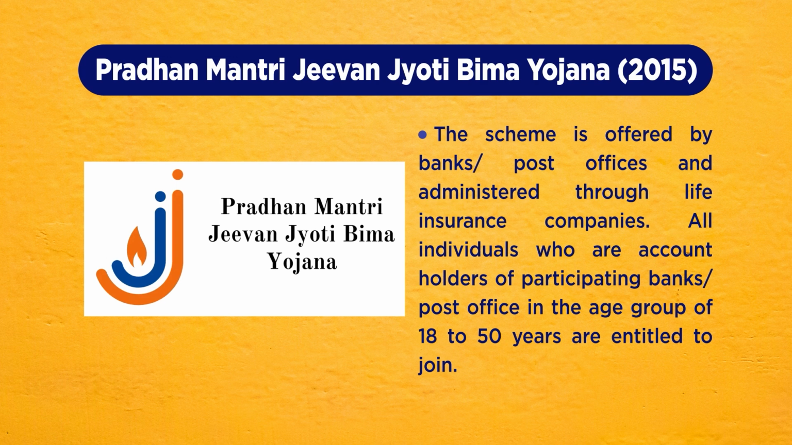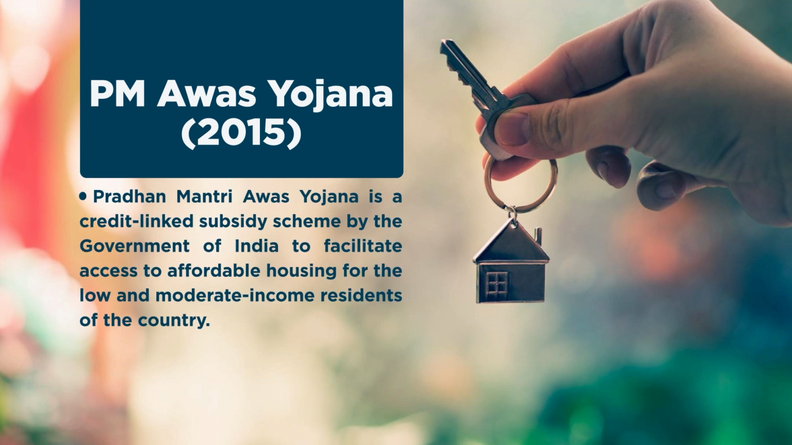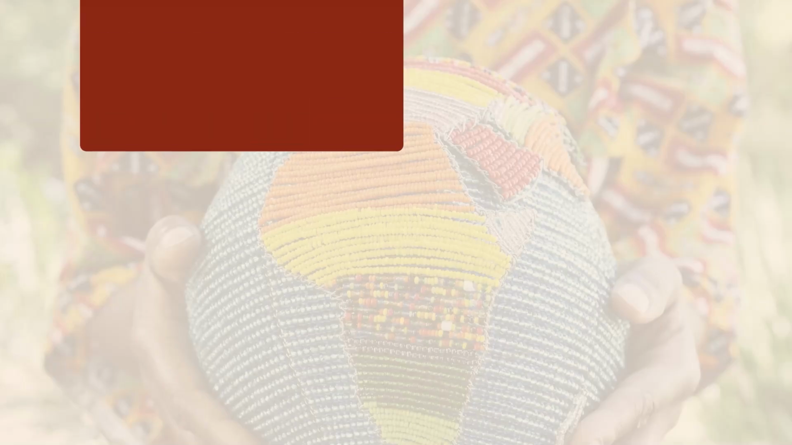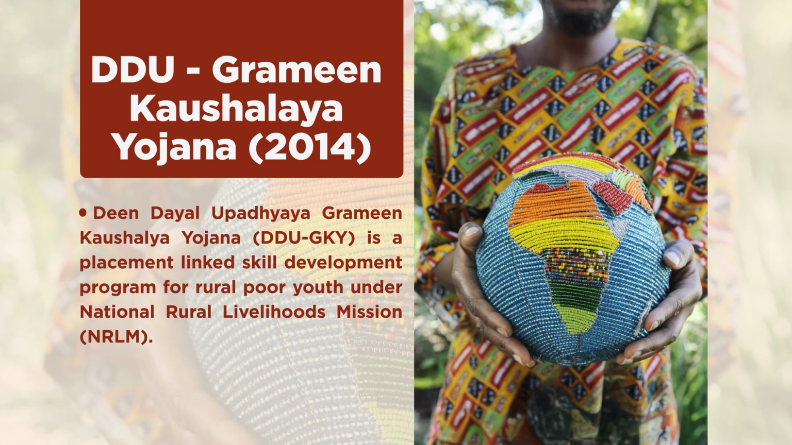Then we have, as I mentioned to you, PM Awas Yojana, which is also one of the unique initiatives, introduced in 2015. It is a credit-linked subsidy scheme by the government of India to facilitate access to affordable housing for the low and moderate income residents of the country. Another program is DDU, Din Dayal Upadhyaya Gramin Kaushalya Yojana, which was introduced in 2014. It is a placement-linked skill development program for rural poor youth under the National Rural Livelihood Mission.